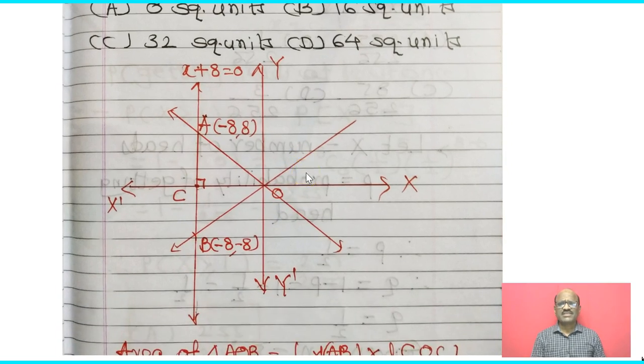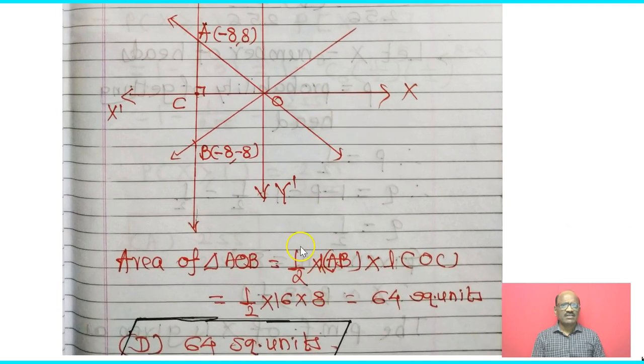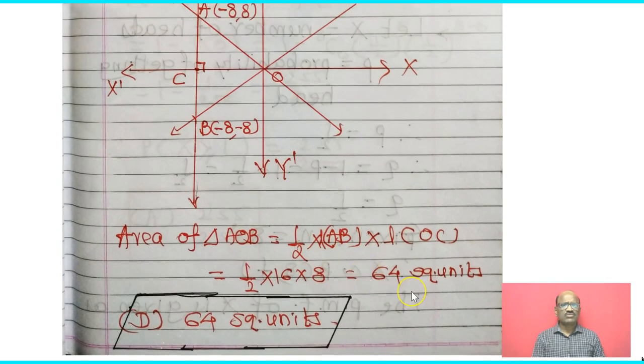Now its area is very simple. If you see this, this distance is 8, and at the point of intersection, put x equals 8 and then you will get y equals 8, and thus 8 plus 8, that is 16, and the height is also 8. We can find the area of the triangle AOB, which equals 1/2 length AB into length OC, that is 1/2 into 16 into 8, and that equals 64 square units, and hence option D is the correct one.